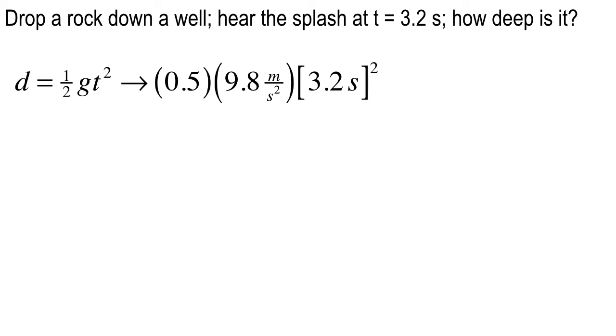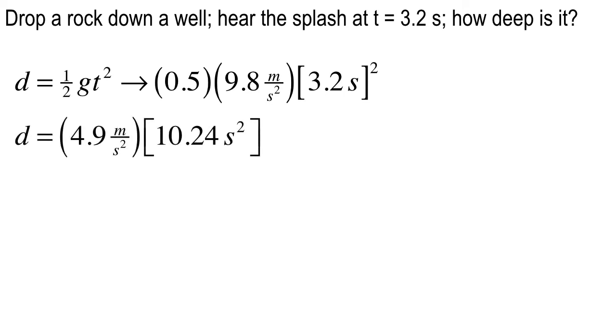The next step: what I normally do is try to simplify things. This one's easy. 0.5 times 9.8, you can do that in your head, is 4.9. That's my next step over here in the parentheses. Now, in the square bracket to the right, I've got 3.2 seconds quantity squared. Notice that inside the brackets, I've got 3.2 squared, so you do that on your calculator.